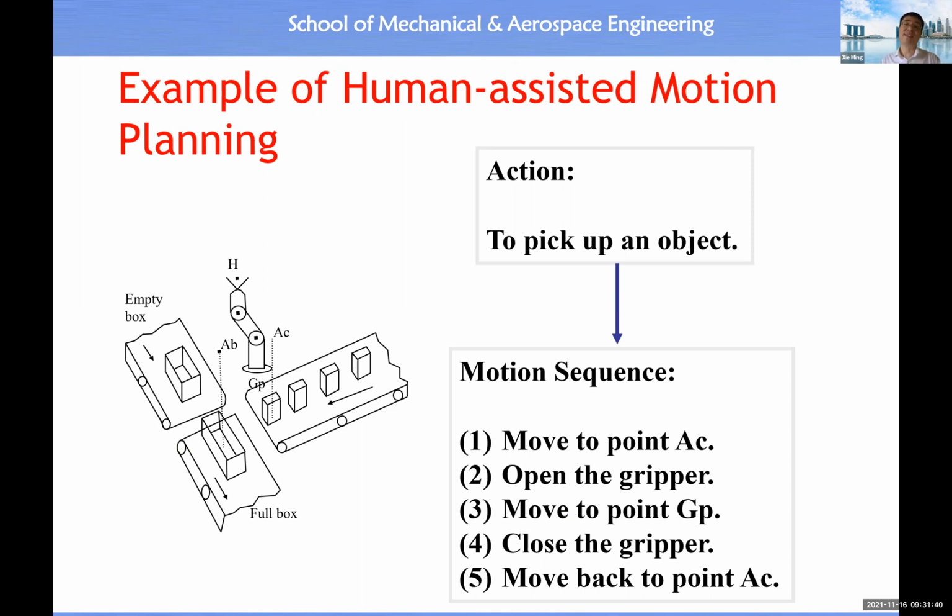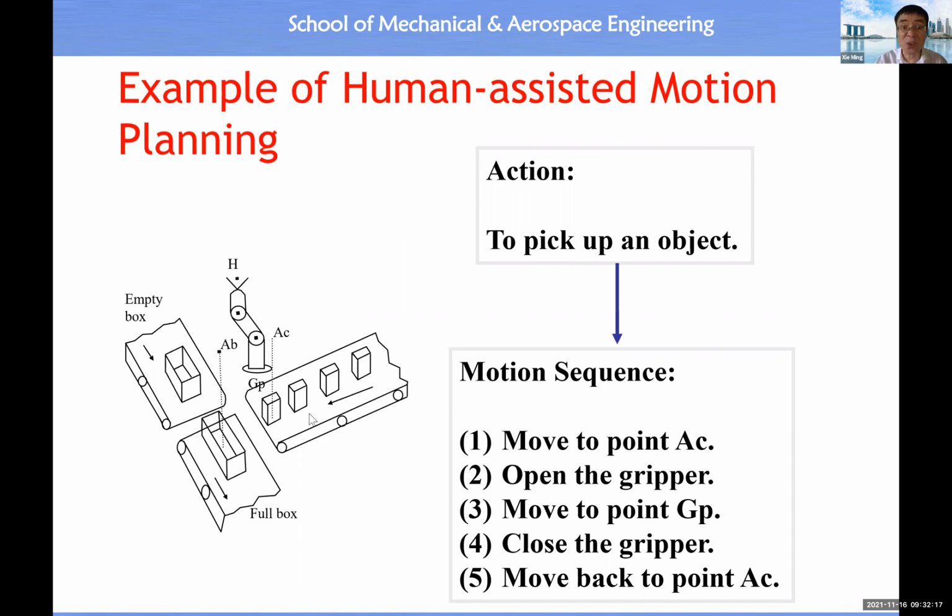Okay, then immediately this person should be able to come up with the motion sequence, such as move to point AC. AC is here. Then open gripper, okay, to open the hand. Move to point GP, which is a grasping point. Then close the gripper just to grasp the object. Then move back to point AC.